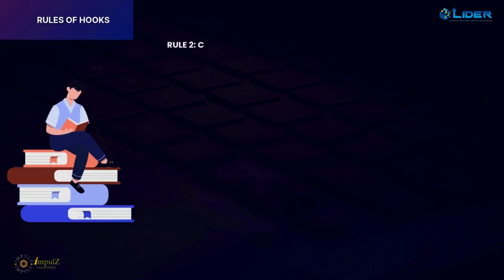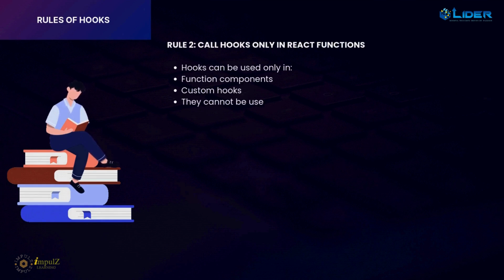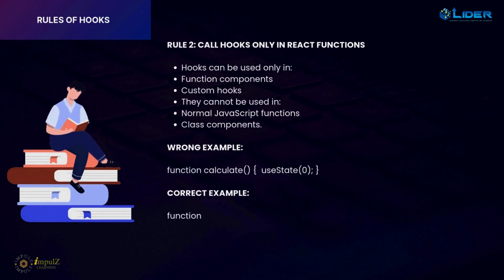Rule number 2. Call hooks only inside React functions. Hooks can be used only in function components and custom hooks. They cannot be used in normal JavaScript functions or class components. In the wrong example, useState is called inside a regular function. React doesn't recognize this as a component or hook, so it cannot manage state properly. In the correct example, useState is used inside a custom hook. This follows React's rules, allowing hooks to work as expected.